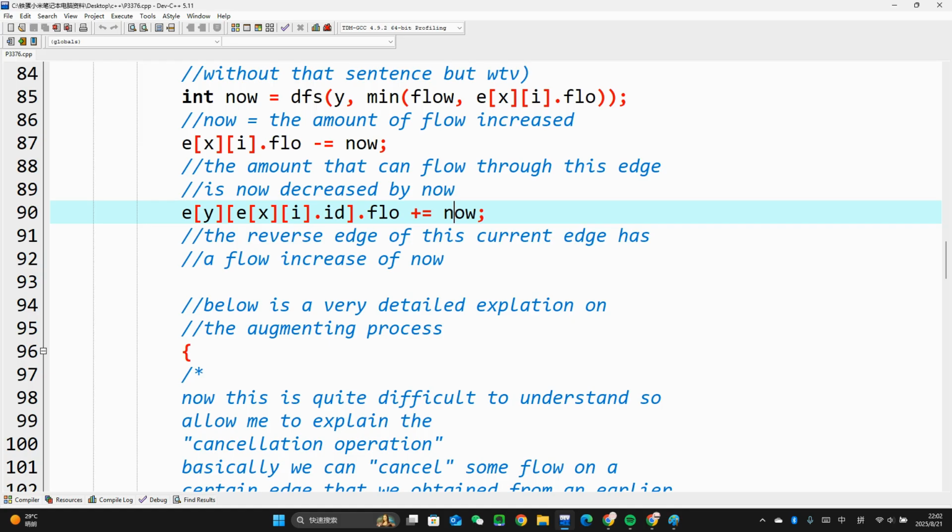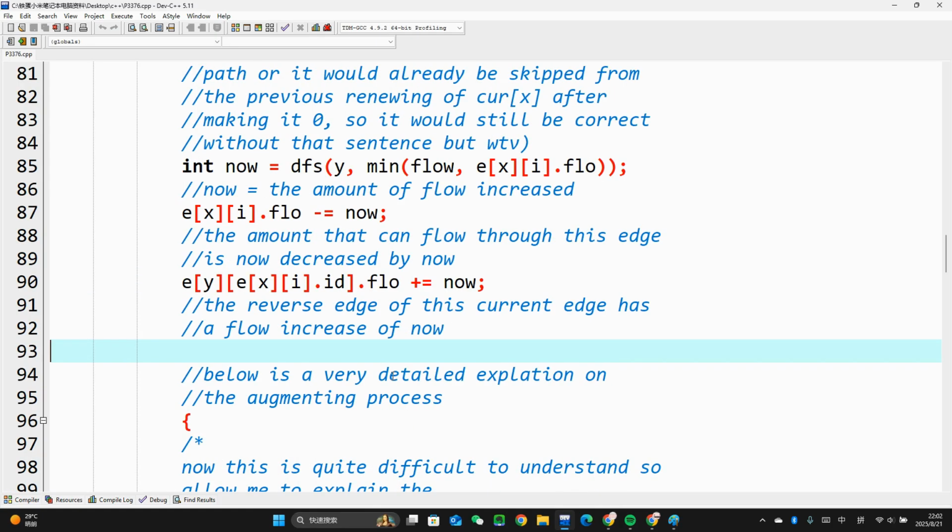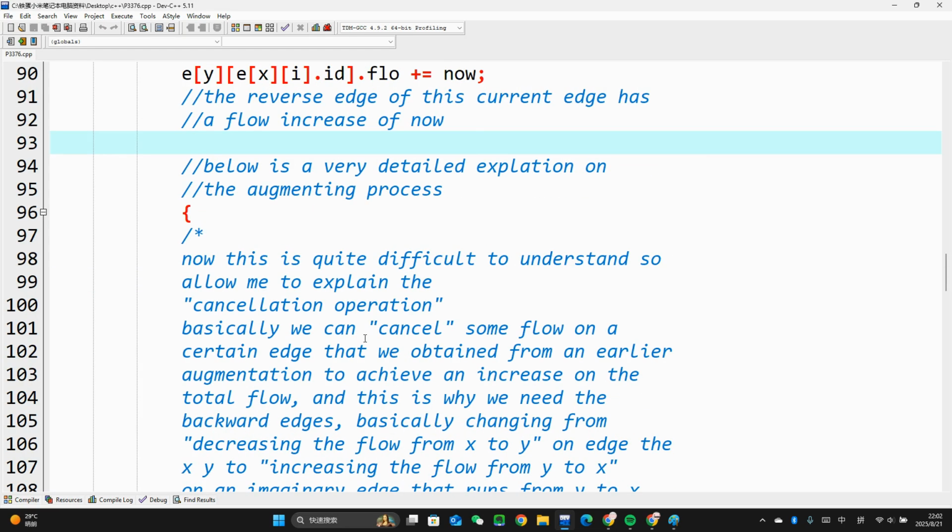So this is going to be kind of hard to understand: why would we make an imaginary fake reverse edge for every edge? Well, this actually makes a lot of sense because, first of all, it allows us to process the forward edge and backward edge with the same operations without having a special check. And second of all, this is really related to how we can augment using a backward edge.